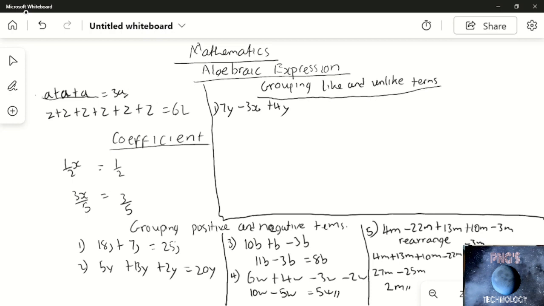So in this case, what we have to do is to rearrange. So I will just indicate with an arrow to rearrange. So what we're going to do here, we're going to bring y to y and x to x. So we have 7y plus 4y minus 3x. So 7 plus 4 will give us a total of 11. So we have 11y, then we bring this minus 3x. Since there's nothing else to do, this is our final answer.